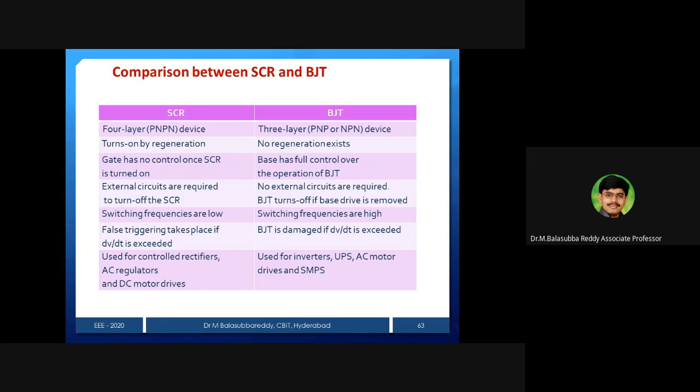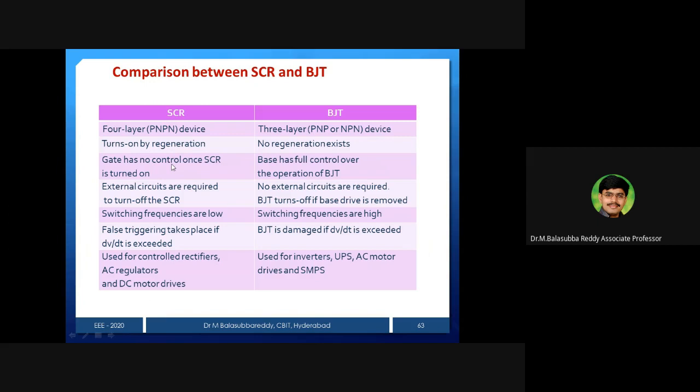PNP and then NPN transistor. Strictly speaking, a power BJT also has an N-minus layer present. Turn on by regeneration: no regeneration exists in a BJT. Here we pass only the base current and it will be on, and remove it and it will be off. The gate has no control over the SCR once it is on. That is the problem I mentioned initially in the SCR case.